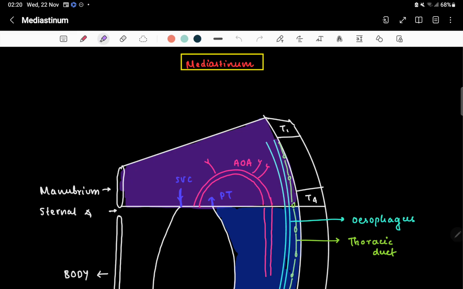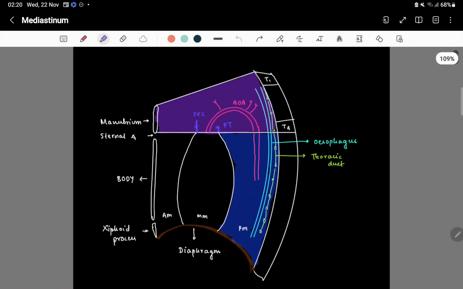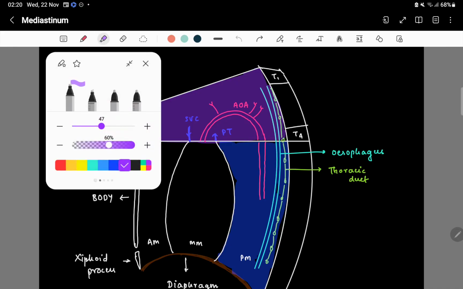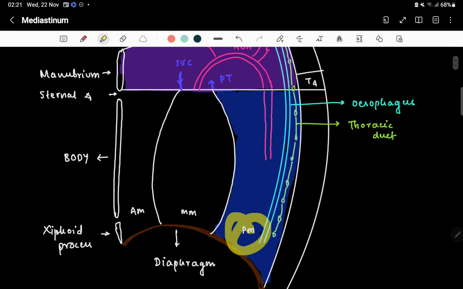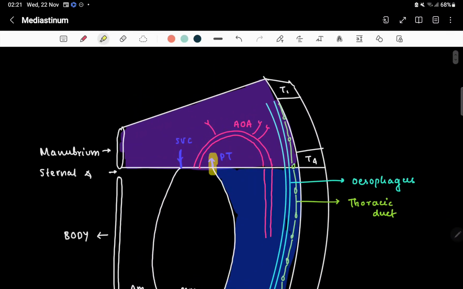So let's now come to the mediastinum. You know a great deal about the mediastinum, and in the superior mediastinum you can see what things are present. The arch of aorta is present over here. The descending aorta is going into your posterior mediastinum, and the pulmonary trunk is present here in the superior mediastinum. The superior vena cava is going down like this, so it is also present in the superior mediastinum.